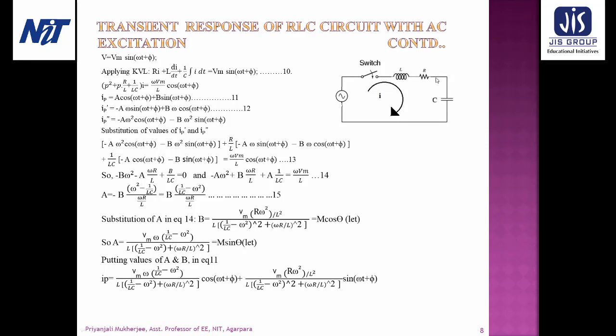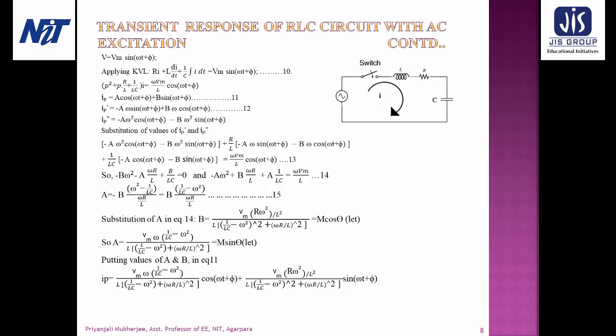So next, the RLC is connected across the voltage supply, that is sinusoidal voltage supply through this switch, and switch is closed at t is equal to 0 second. And at t is equal to 0 second, when the switch is closed, we can apply the KVL in the circuit, and it becomes the Ri plus L di dt plus 1 by C integral of I dt is equal to Vm into sin omega t plus phi. Now, by the differentiation, we can express this term into this p square plus p into r divided by L plus 1 by LC into I, that is equal to omega into Vm divided by L into cos omega t plus phi.